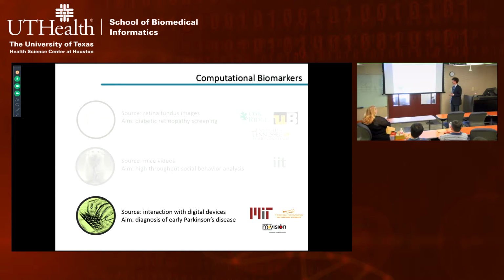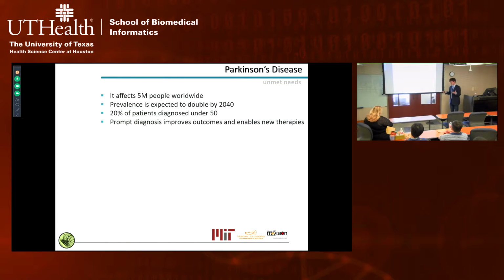In this case, we'll use as a source a different type of data, something that we believe has not been used or explored enough before. And the aim will be the diagnosis of early Parkinson's disease. Let's start with the unmet medical need. Parkinson's disease affects 5 million people worldwide. The prevalence is expected to double by 2040.